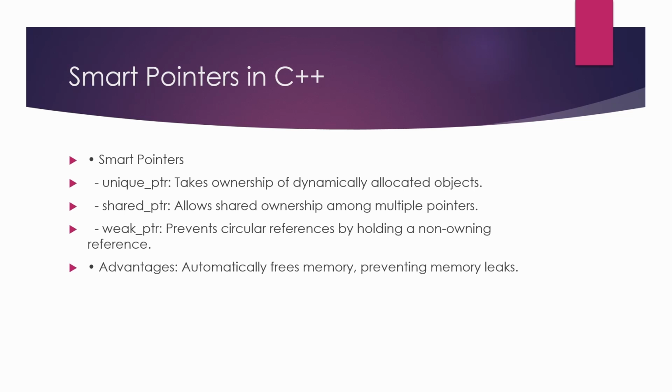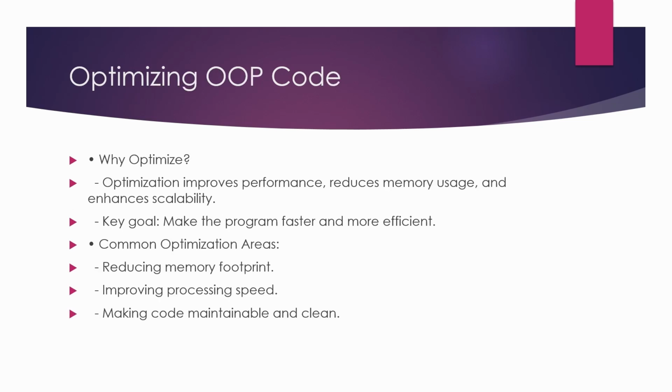To help with memory management, C++ provides smart pointers. These include unique pointers, shared pointers, and weak pointers. Unique pointers take ownership of objects, shared pointers allow shared ownership, and weak pointers prevent circular references. Using smart pointers automatically handles memory deallocation, helping to prevent memory leaks.